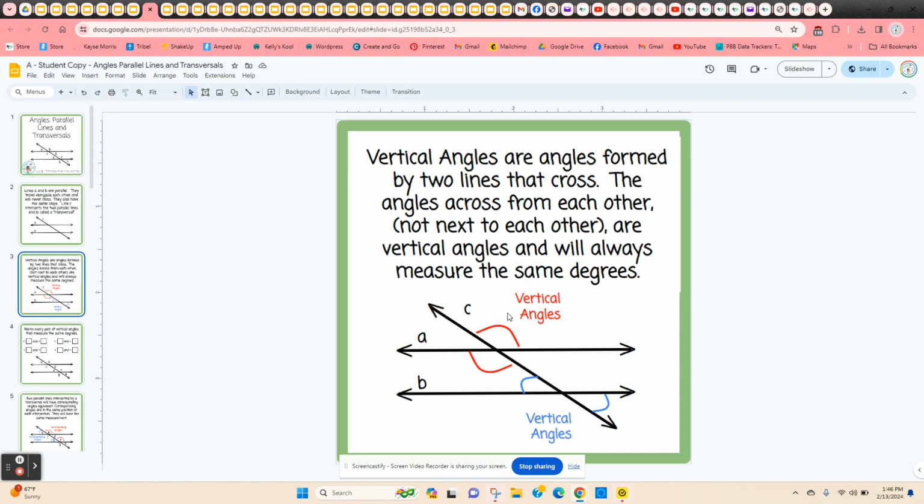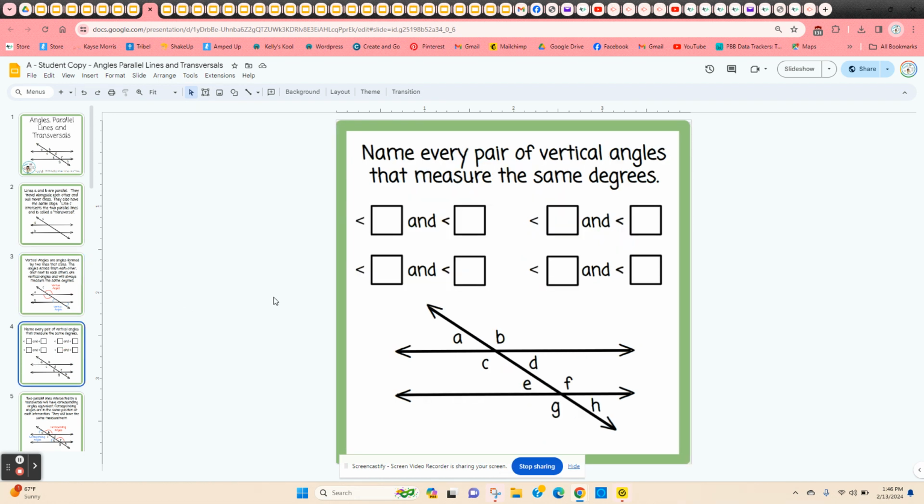Angles that are opposite each other when two lines cross are called vertical angles. So these two angles in red are vertical. These two angles in blue are also vertical angles. On the next slide, students are going to be asked to type in every pair of vertical angles that measure the same degrees. So they're going to be typing in B and C, F and G, E and H, A and D.